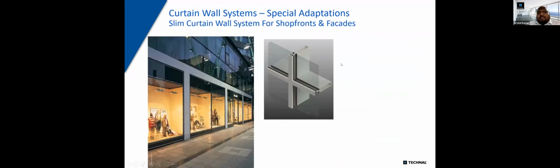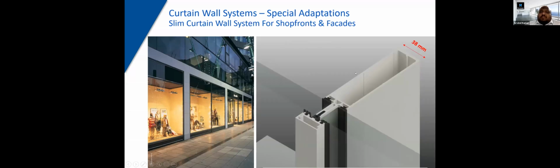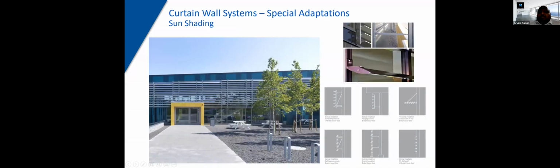So the other kind of special system which we have is the slim minimal stick curtain wall system. When I mentioned earlier about 52 mm, we have today as low as 38 mm. This means that your shop fronts, especially in your retail area, architects want to have more glass and less visible aluminum. This is a great opportunity to use such systems in those scenarios. And even in residential villas where you want to have very sleek lines, our 38 mm curtain wall is a very good option to use.